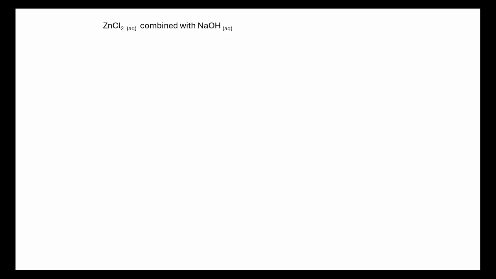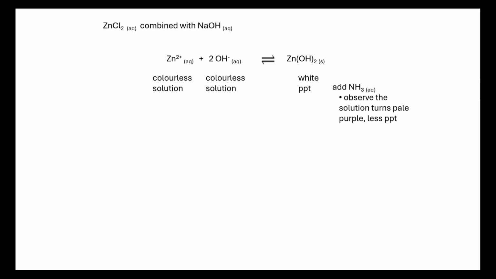Finally, one more example. I take my zinc 2 chloride and I combine it with NaOH and I establish an equilibrium. Now, in this case, what would happen? Okay, white precipitate. What would happen if I add NH3? And I find NH3 forms a purple. When it's added, I get a purple color and less precipitate.